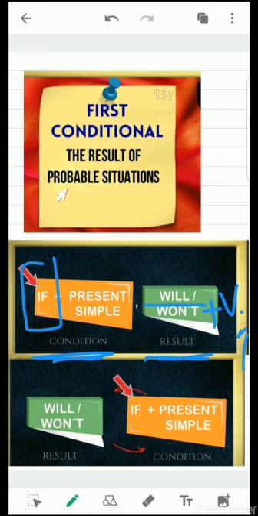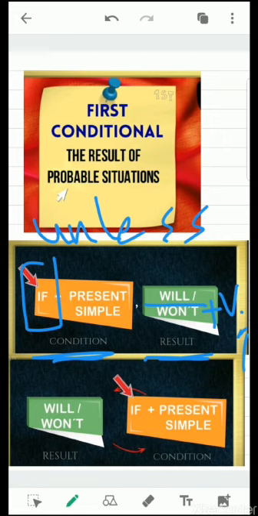So in the if clause, we use the present simple المضارع البسيط. In the main clause, we have the future simple المستقبل البسيط. Will plus verb infinitive, will مع الفعل المجرد. In the negative form, of course, we have won't plus the verb infinitive. Won't means will not. If not means unless. Also, we studied unless, which means if not.